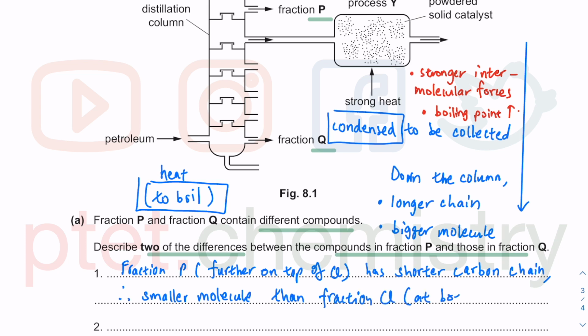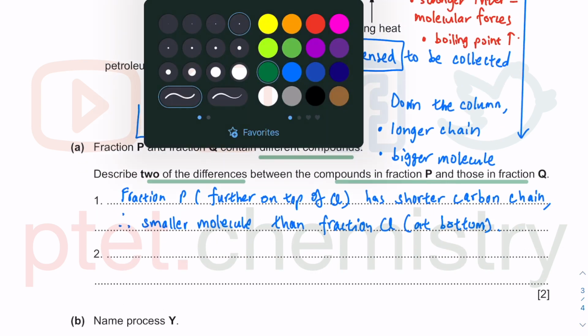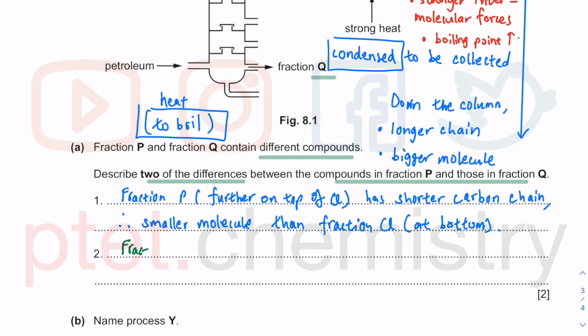Okay, so next up, we can also talk about their different boiling point. So fraction P on top would be the one that boils first. So it would have lower boiling point. Lower boiling point means easier to boil. So therefore, easier to boil.